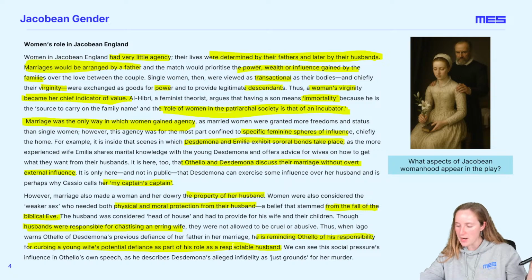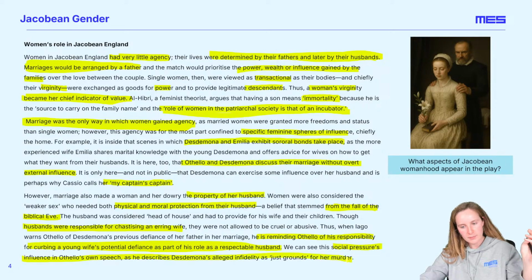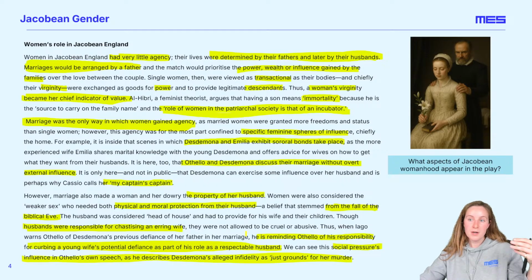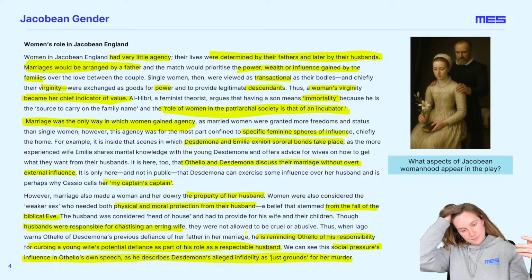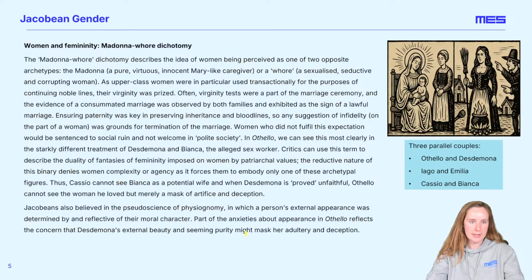And we can see that Othello is affected by this as well, perhaps even more so because he's an outsider, already aware of his precarious position in society. But we can see that he submits to these pressures because he thinks of her supposed infidelity as causing her murder in a way.